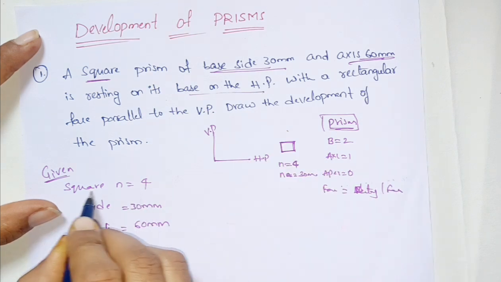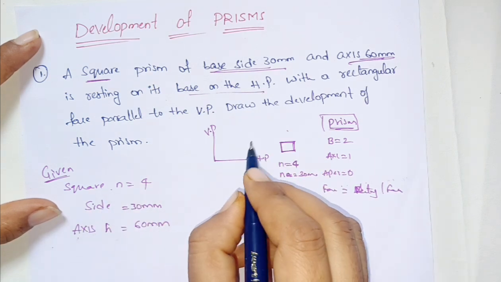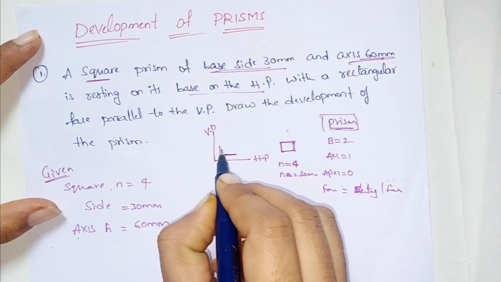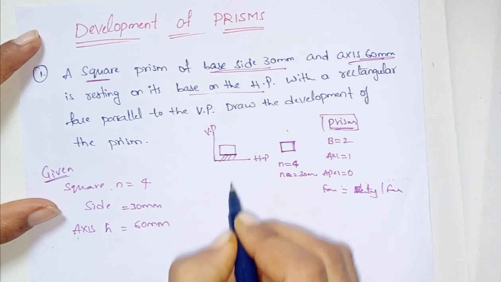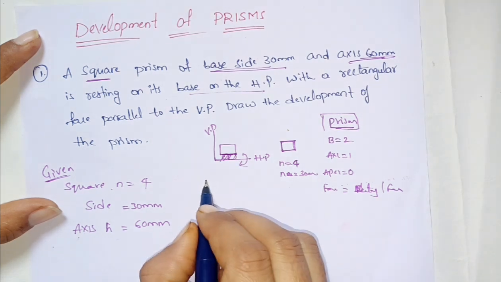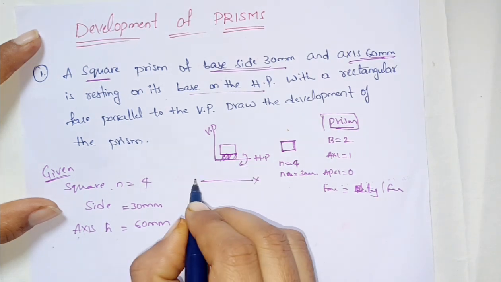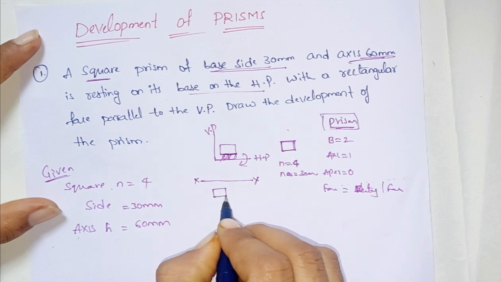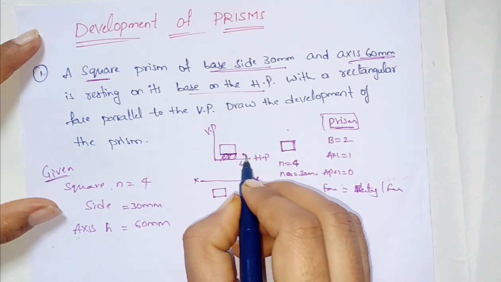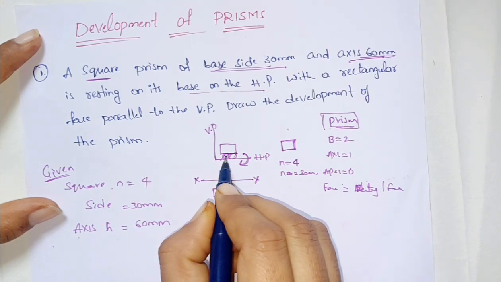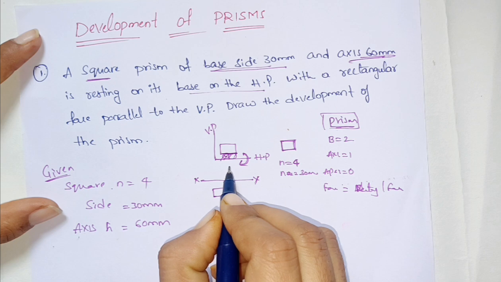Resting means the square is resting on its base. You have to take any base on the HP. On the HP means definitely it comes downside of the reference line. So this is the X and Y reference line. It comes downside of the reference line. Why? Because it always rotates 90 degrees clockwise direction for HP. So the H on the HP means definitely it comes downside of the diagram.